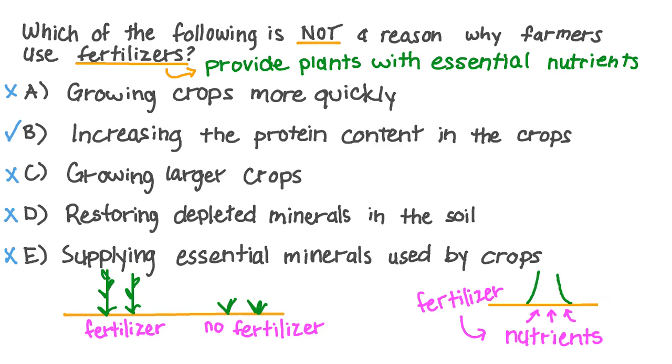So that leaves us with answer choice B, increasing the protein content in the crops. While it's true that applying fertilizers can allow plants to grow larger, they don't change the plant in any way, so they wouldn't increase the protein content.